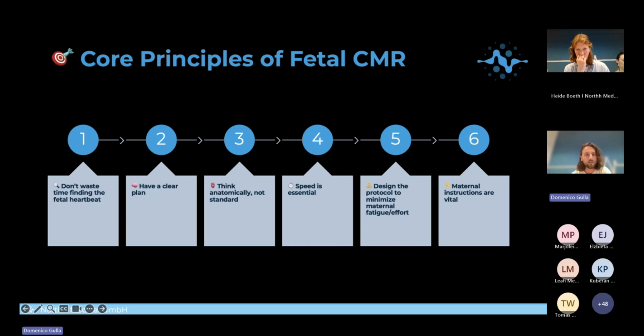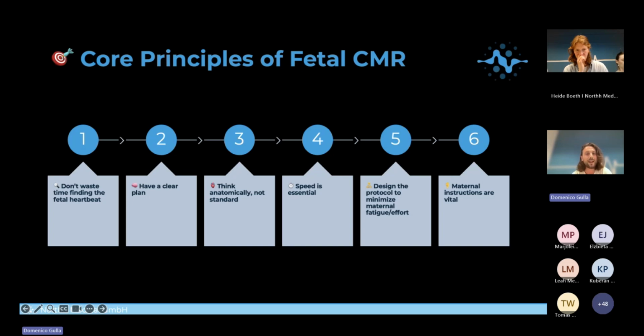Second step, have a clear plan, because you need to know what anatomy must be visualized based on the clinical question and which sequences you need. Then think anatomically and not standard. Tailor each cardiac set to show the specific structure needed rather than following rigid cardiac MRI protocols. Of course we are using cardiac MRI sequences, but we are talking about fetal cardiac MRI. Speed is essential because fetal movement demands short, robust sequences that minimize scanning delay. Once the fetal heart is identified, begin scanning as soon as possible to avoid position change.